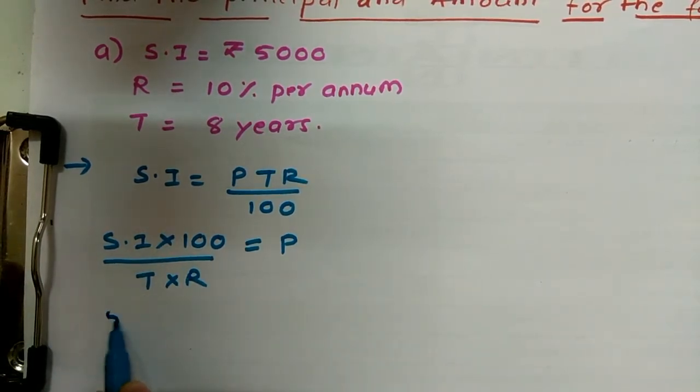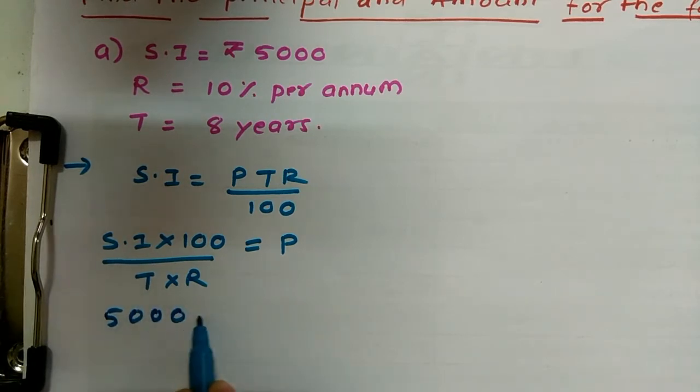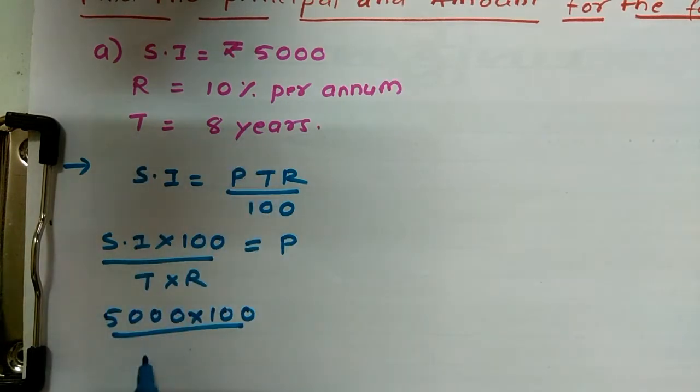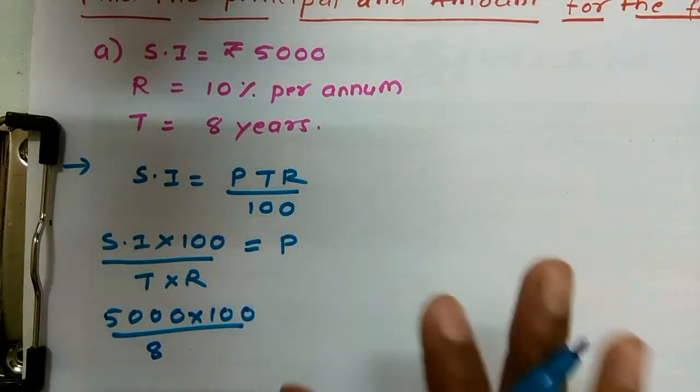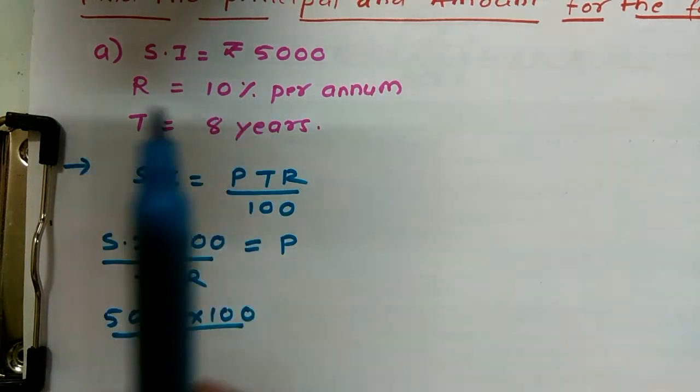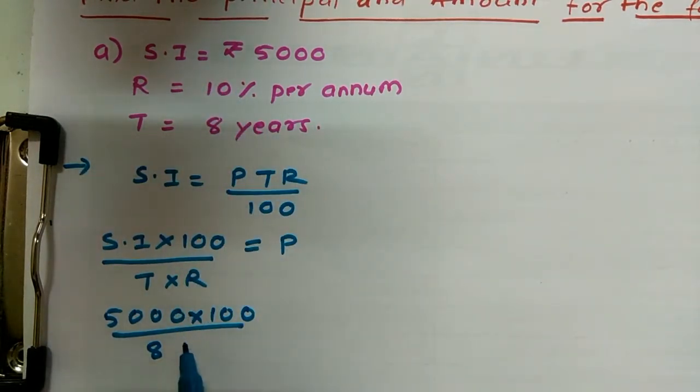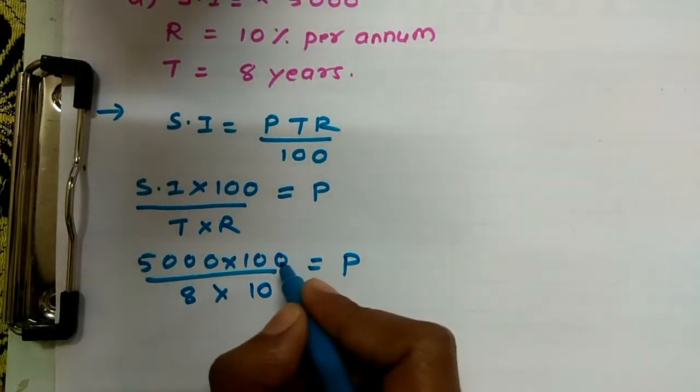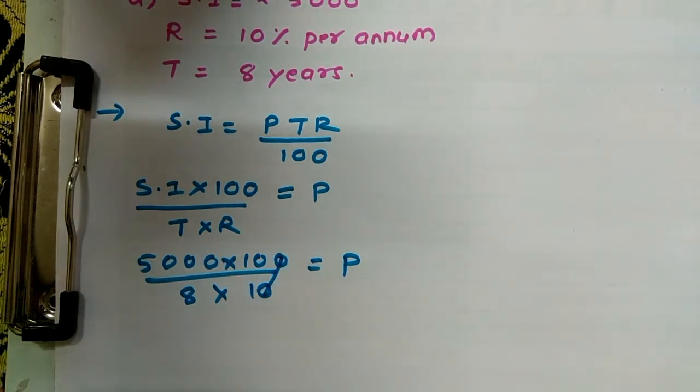SI is given as 5,000, into 100. Then T is given in years, and always remember T should be in years only, and R should be in percentage, and SI, amount and principal should be in rupees. Then R we have, that is 10. So let us find this value. Here 10 gets cancelled.